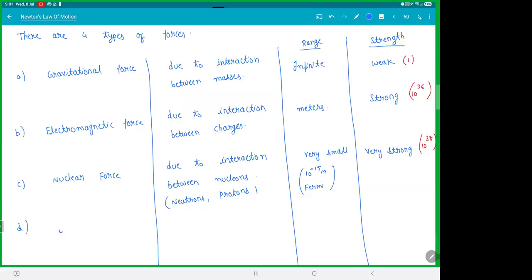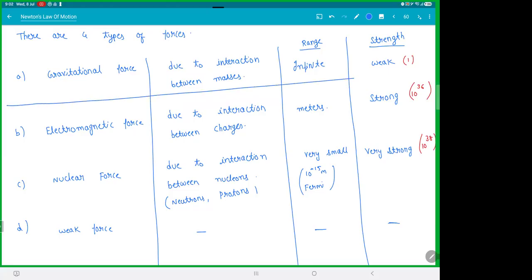The fourth one is weak forces. This is all that dark matter, dark energy stuff. We have no idea what this is. So this is all unknown. This is still being researched. So primarily, we will be focusing only on A and B in our portion. C also we will not touch. But every force that you can think of can be classified under these four forces.